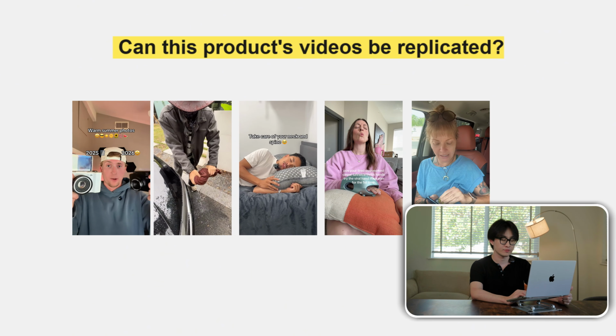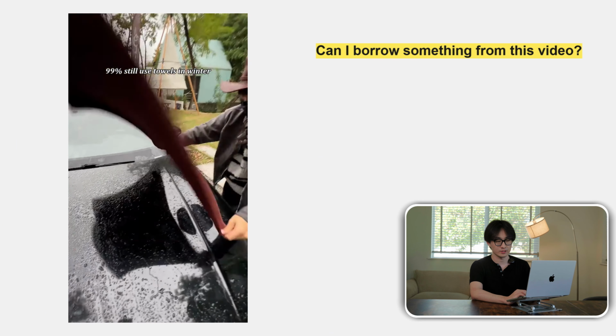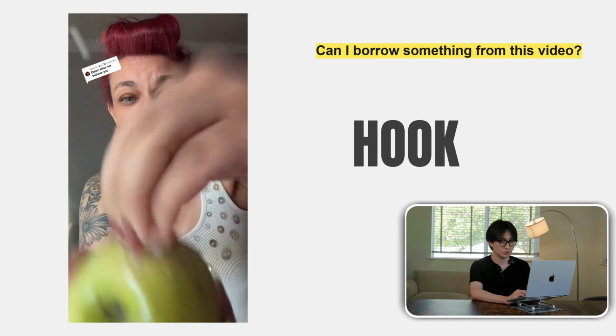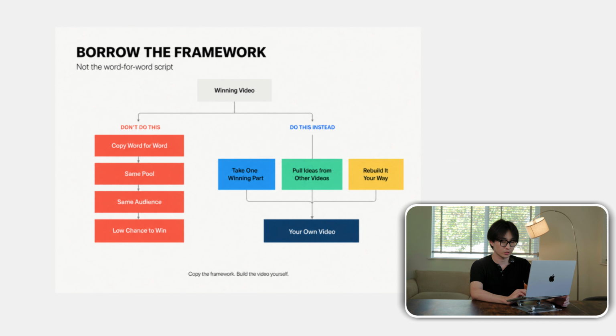First, can this product's videos be replicated? Just open the recent winning videos on that product and ask, can I borrow something from this video? No matter it's the emotion, the hook, the proof, the visual, or the general framework. And also, make sure you just borrow the framework, not the word-for-word script.